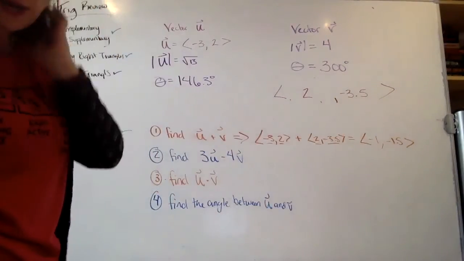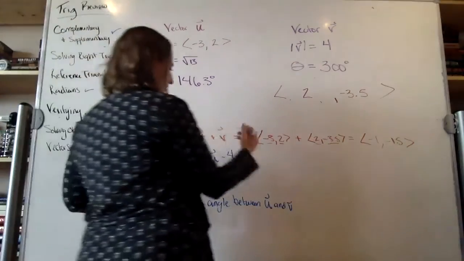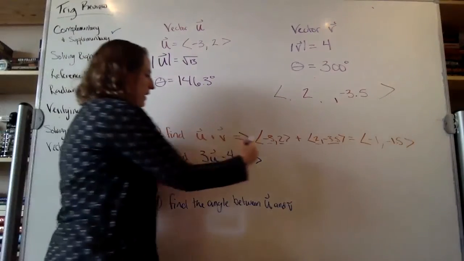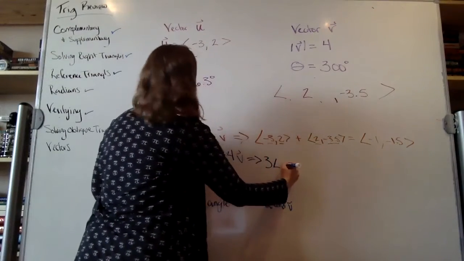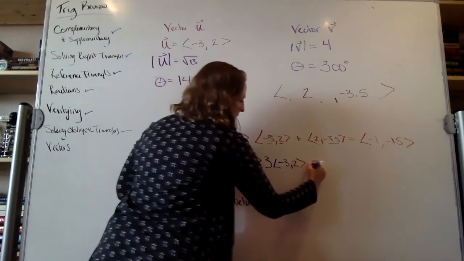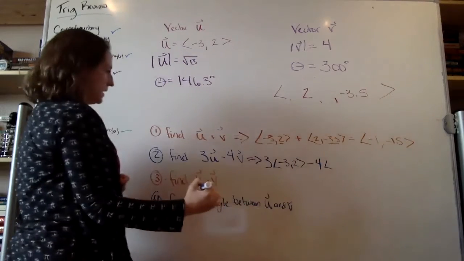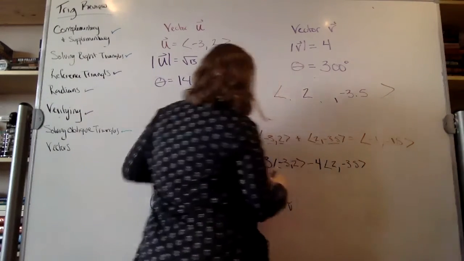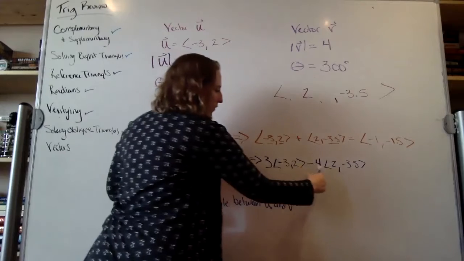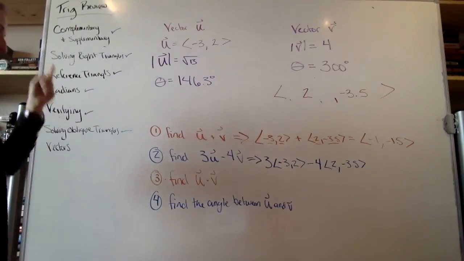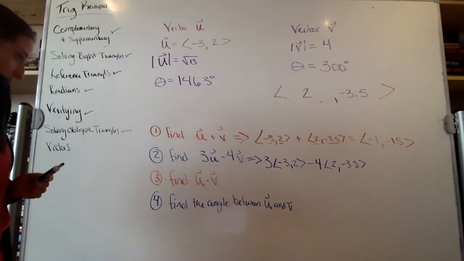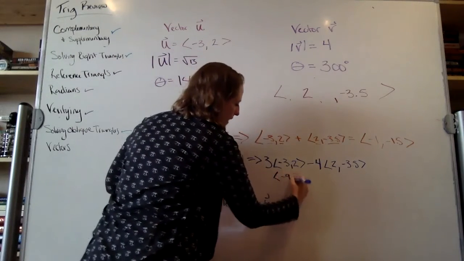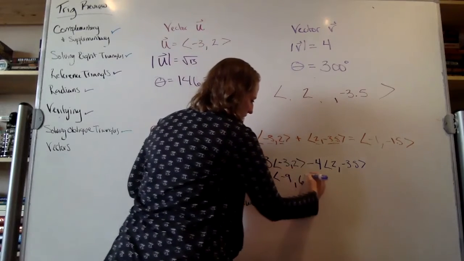Okay. Next, we're asked to find 3u minus 4v. Again, this is going to be easier to do if we do it in component form. Okay. So I want 3 times my u, negative 3, 2, minus 4 times my v, 2, negative 3.5. Okay. So these 3 times u and 4 times v represent scalar multiplication. The nice thing about scalar multiplication is you can just distribute. So 3 times negative 3 is negative 9. 3 times 2 is 6.